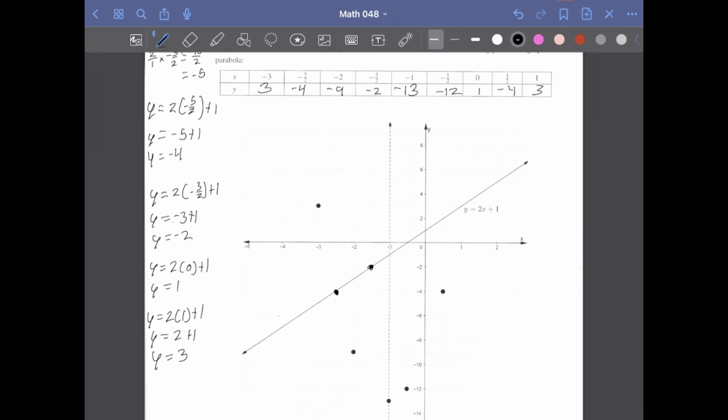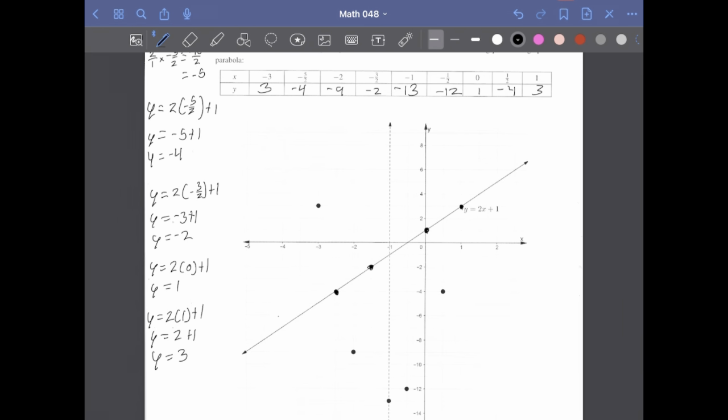Next one is 0. So x is 0 and y is 1. So it's right there. And then the last one is 1. So when x is 1, y is 3. So it's right here.